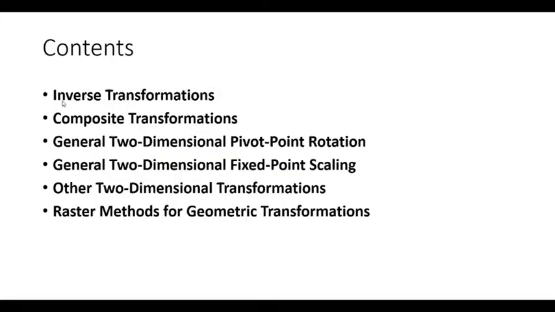In this video, we will be learning about inverse transformations and composite transformations. As an example of composite transformations, we will be learning about general two-dimensional pivot point rotation and general 2D fixed point scaling. Apart from the basic transformations that we have seen, like scaling, translation, and rotation, we would also see a couple of other two-dimensional transformations, and then we will also see a concept called raster methods for geometric transformations.